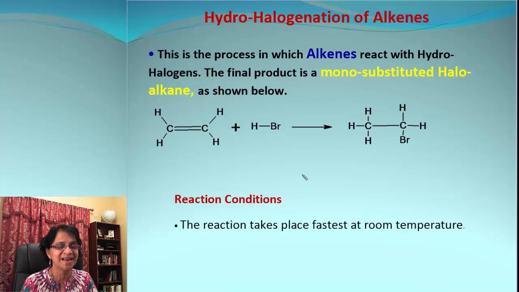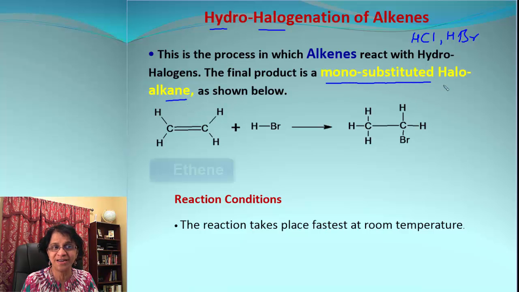How about the next reaction? This is hydrohalogenation. Hydro stands for hydrogen and halo stands for halogen. So what are we reacting the alkene with? We are reacting the alkene with compounds such as HCl or HBr, hydrochloric acid or hydrobromic acid. What is the final product? That is the monosubstituted haloalkane.